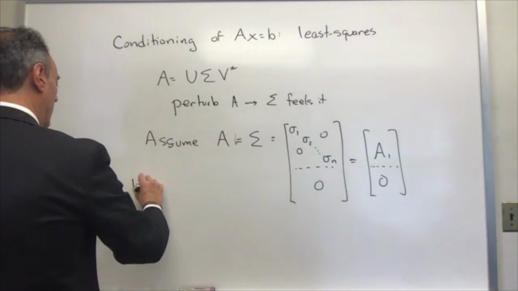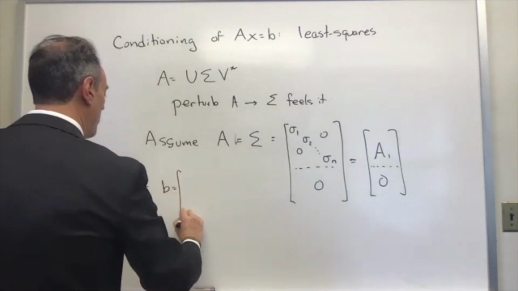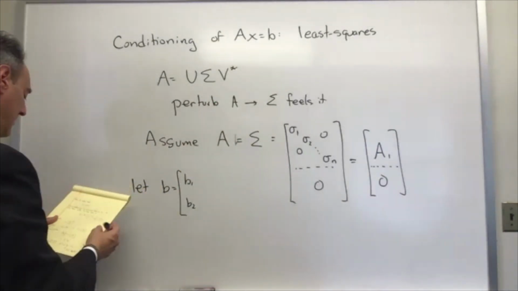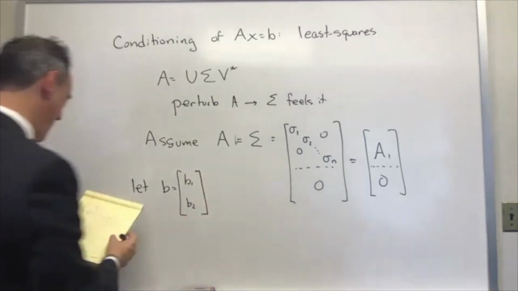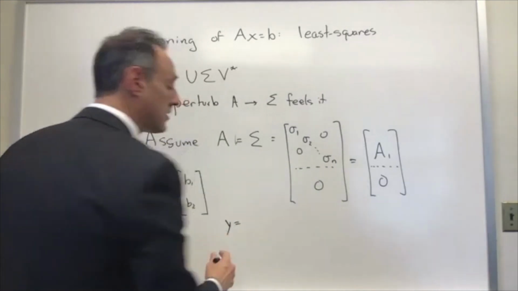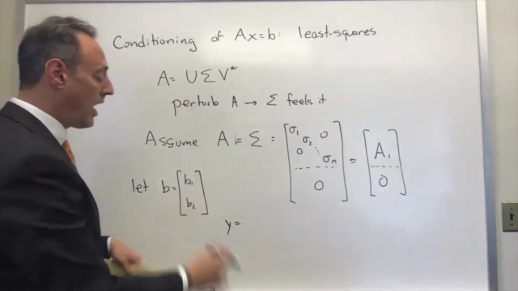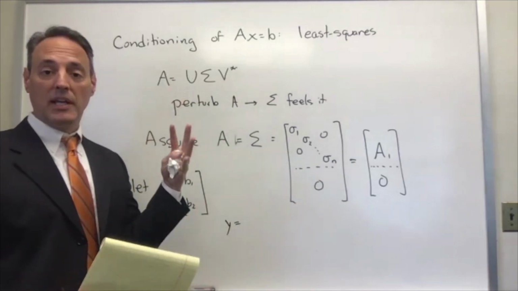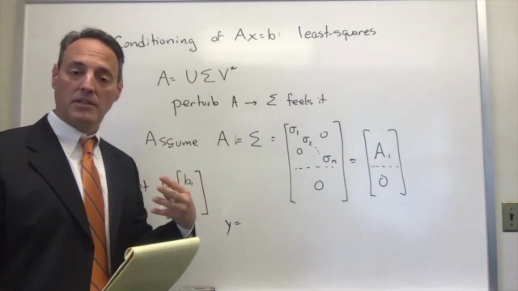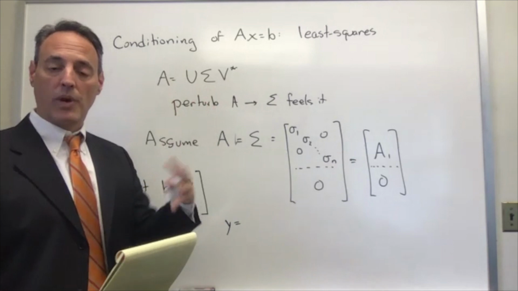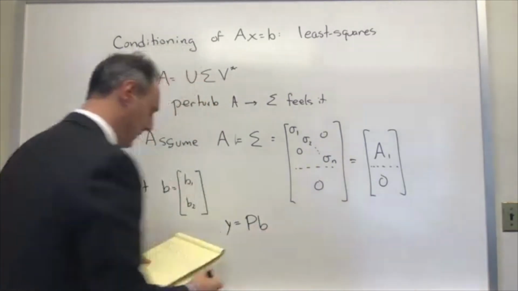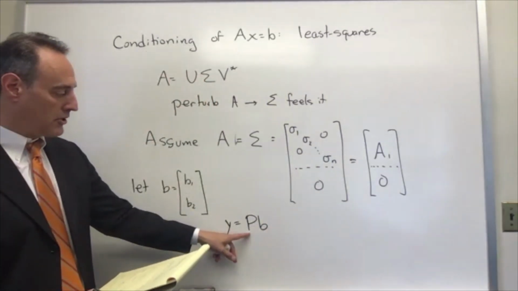So let B be two parts, B1, B2, under this diagonalization process. Okay, then Y itself, which is my projection. Remember, Y was you take your vector B and you project it onto the range of A. That was my approximation of what B was onto the range of the matrix A, which I can write as the projector of B, where this thing here is the projector onto the range of A.